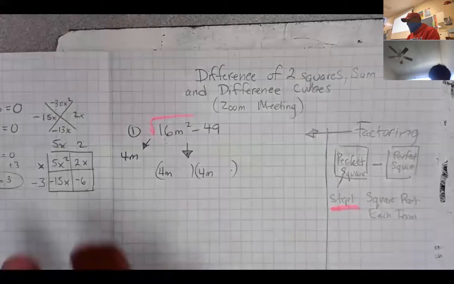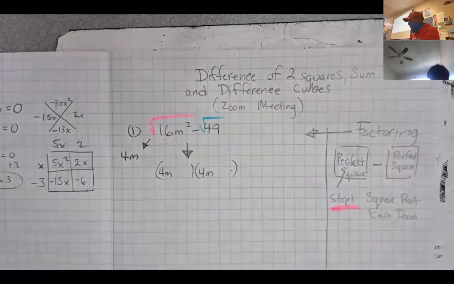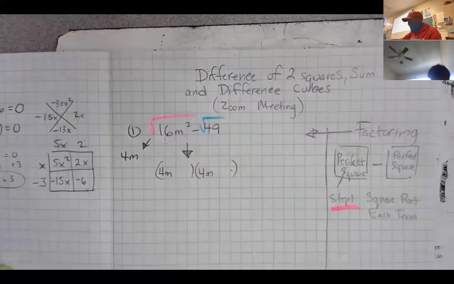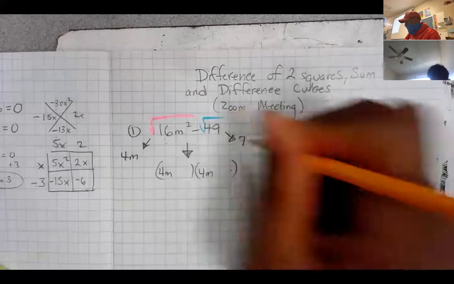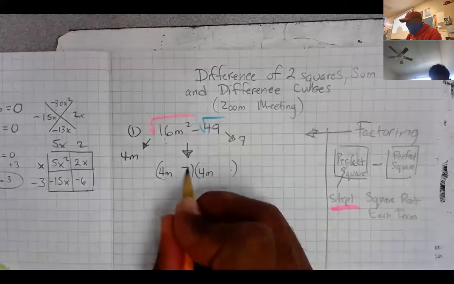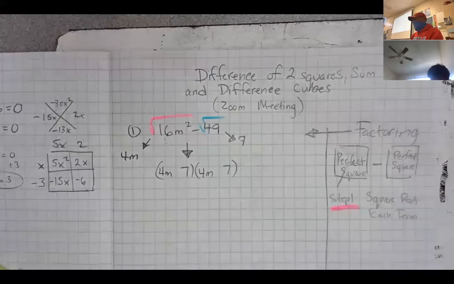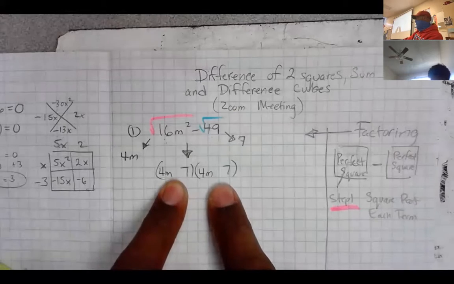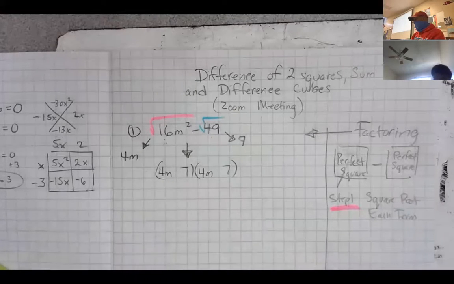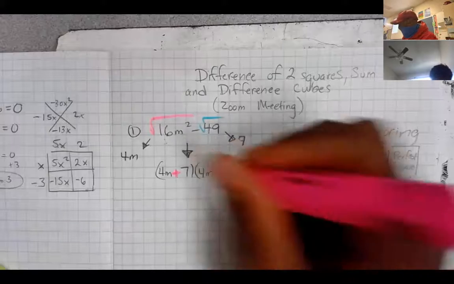And then I do the same thing with the second number. I square root that, and now I get 7. And that ends up being the second term in each of these. Now, inside the parentheses, the signs will always be different with this type of problem. One will be plus and the other will be minus.